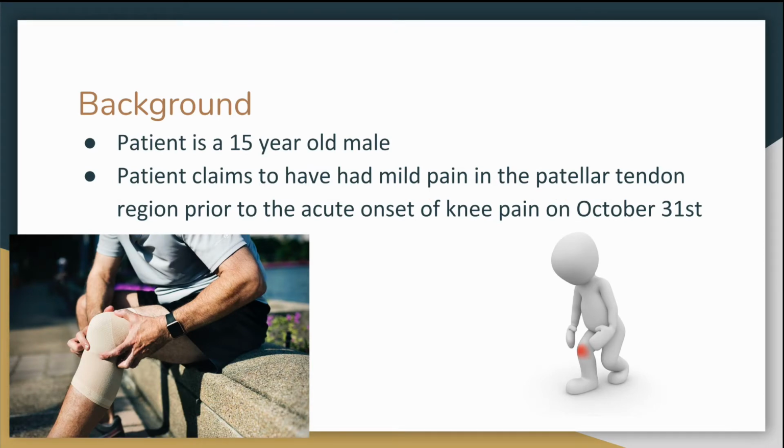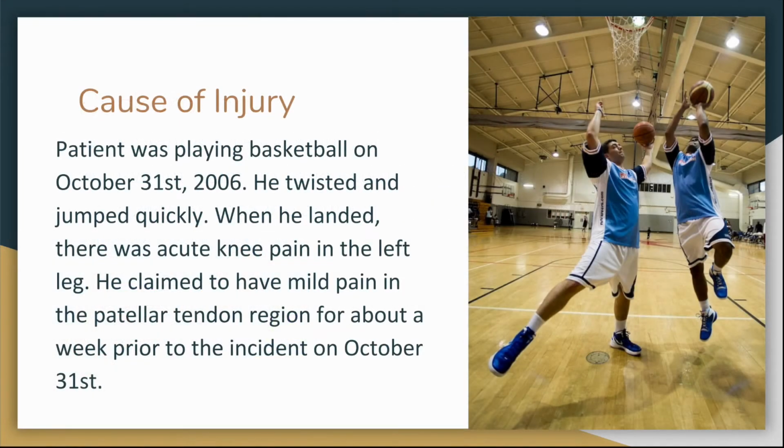This patient also claims to have mild pain in the patellar tendon region prior to the acute onset of knee pain on October 31st. The patient was playing basketball on October 31st, 2006. He twisted and jumped quickly. When he landed, there was an acute knee pain in the left leg. He claimed to have mild pain in the patellar tendon region for about a week prior to the incident on October 31st.